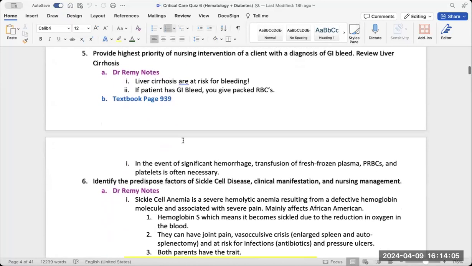Okay. The next question is to provide the highest priority nursing intervention of a client with a diagnosis of a GI bleed and review liver cirrhosis. So for this question, I have that Dr. Remy said when you have liver cirrhosis, you are at a high risk for bleeding, and that means they could have a GI bleed. So if they do, we want to give them packed red blood cells. Does anybody have anything else they want to add?